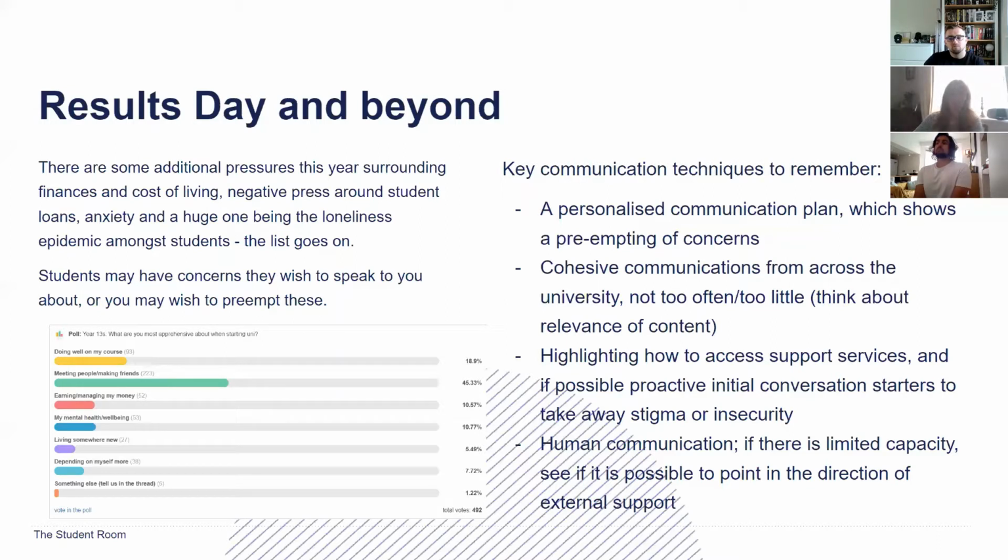The key element here is human communication. So if you are having limited capacity with being able to support students in this way, we recommend seeing if you can direct to external support, like here at The Student Room. We can help with supporting them generally, or more specific support in terms of mental health support, like Student Space, for example, who will be able to help with things like anxiety, loneliness, anything like that.